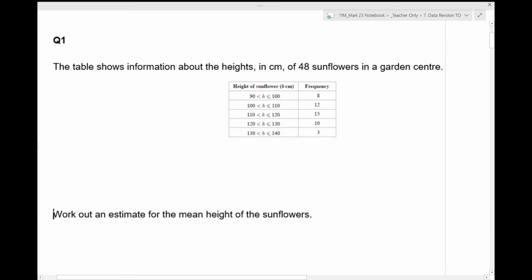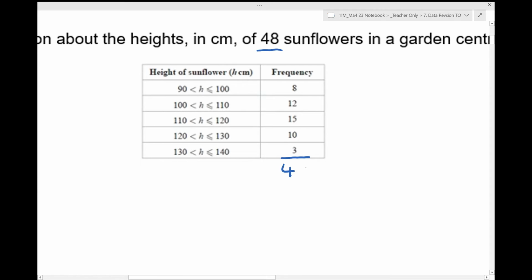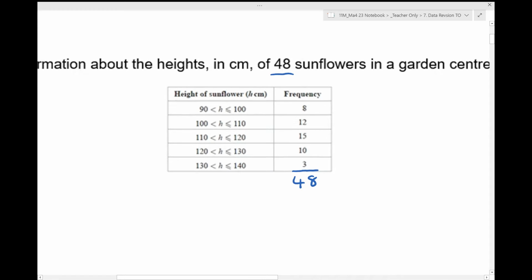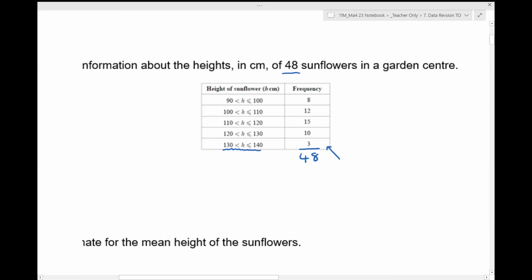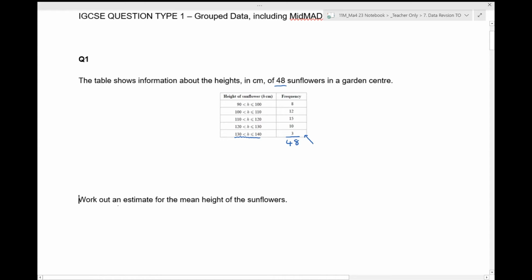Right, question 1. All of these first few questions involve grouped data. Let's have a look at this first one. The table shows information about the heights in centimetres of 48 sunflowers. So we know that the frequencies add up to 48 because this table includes 48 sunflowers. Let's just check we know what this table means. What about these 3 sunflowers here? They're all quite tall because they have heights that lie between 130 and 140 centimetres. So I hope you feel you understand what the table means. And our question here is that we have to work out an estimate for the mean height of the sunflowers.